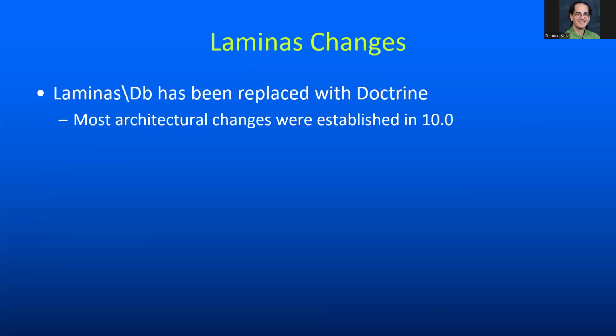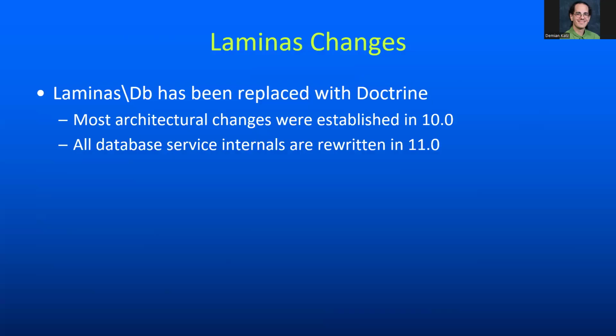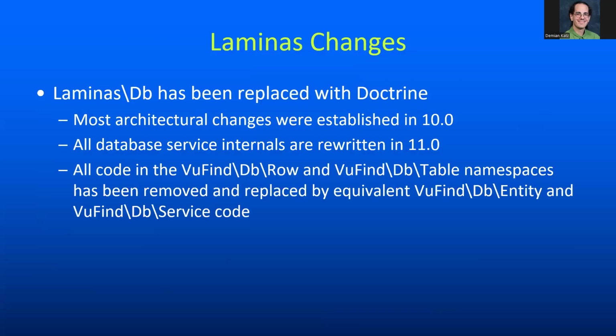So, if you watched my 10.0 changelog video, you'll know that we made most of the major architectural changes needed to upgrade to Doctrine in that release. And so most of the work in 11 was just taking the internals of our database services and replacing the logic with Doctrine. So all of those database service internals were completely rewritten for release 11. All of the Laminas related code in the VuFind DB row and VuFind DB table namespaces has been completely removed. It's now replaced by equivalent entity and service code.